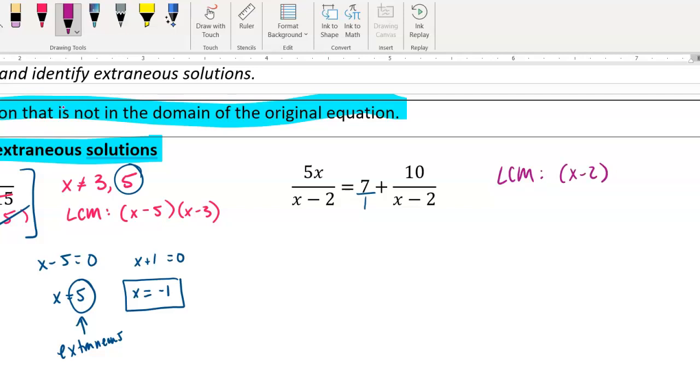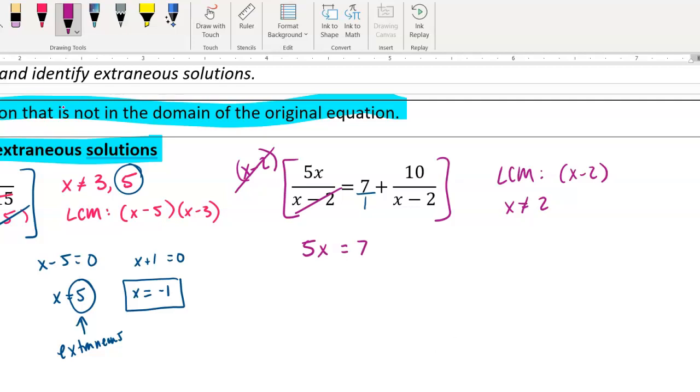Oh, we also got to identify what x can't equal. Sorry, forgot to do that. So x can't equal 2. All right, so let's see what would happen here when we multiply everything times our LCM, which is x minus 2. So with this first fraction, the denominators would cancel out. So x minus 2 times x, or x minus 2, those would cancel out, leaving us with 5x.